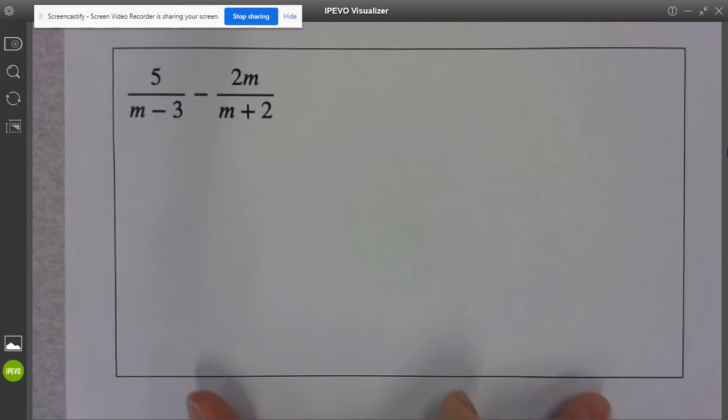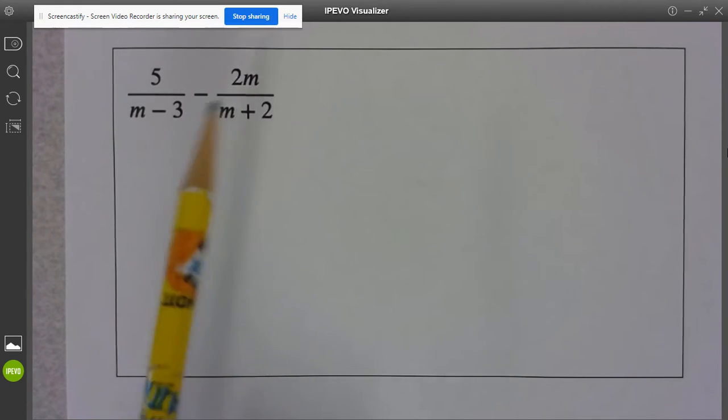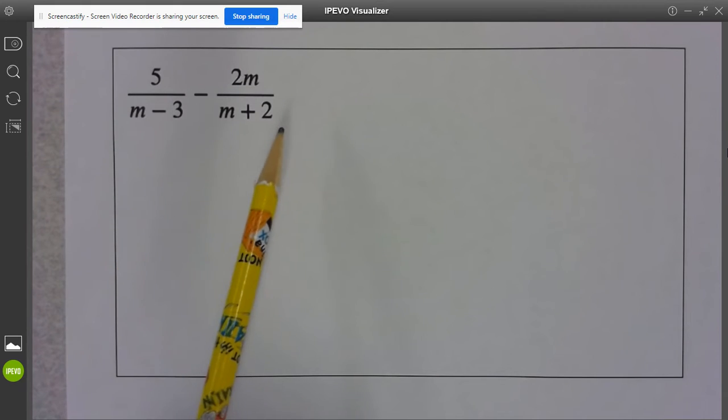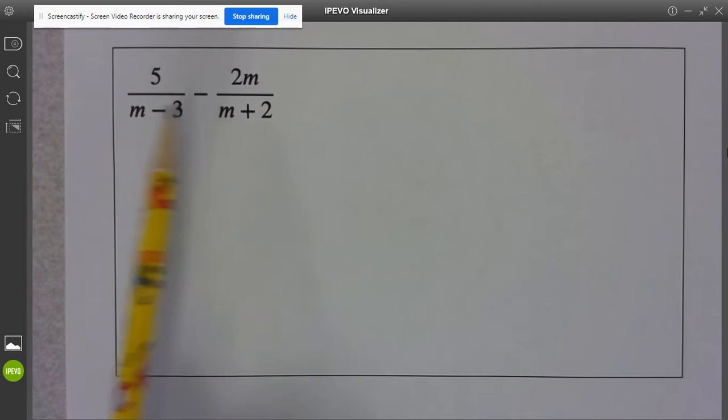All right, go ahead and pause and try this one without me. This one, you have two denominators that are binomials, so your easiest method for getting this answer would be using both in your denominator. So go ahead and hit pause, and then I'll show you the work that I did for this question when you hit play.